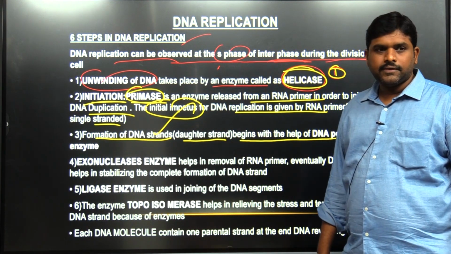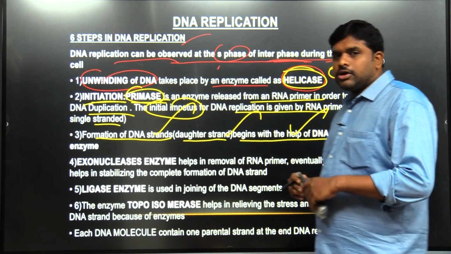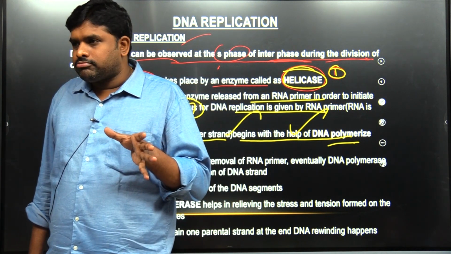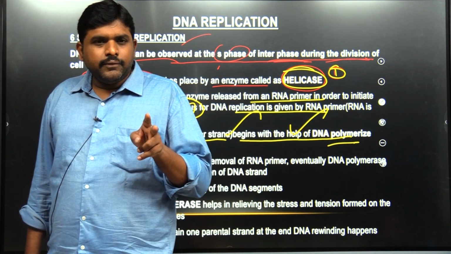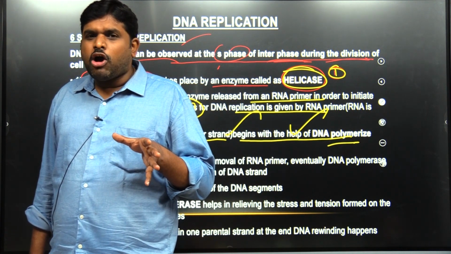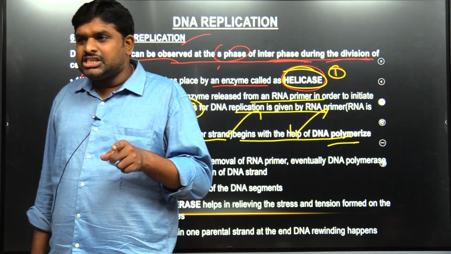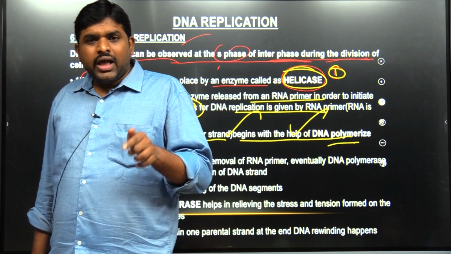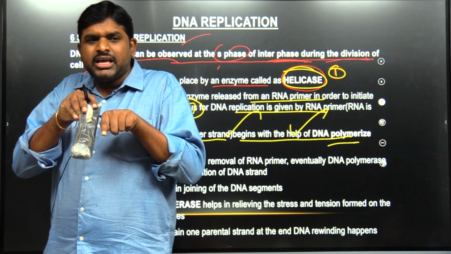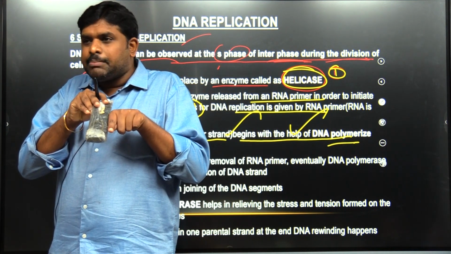Formation of DNA strands: daughter strands begin with the help of which enzyme? DNA polymerase. So the first enzyme is helicase, which unwinds the chromosome. Second, when it has unwound, I need to produce the copy. When I want to produce the copy, DNA cannot initiate itself. Why? Because DNA is a double strand, and I want only a single strand, a single line. So an RNA primer will come because of an enzyme called primase. Primase will be responsible for the formation of the RNA primer, so the DNA will be matching with the RNA primer.